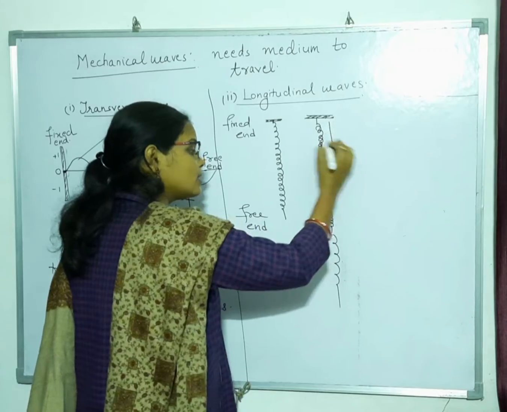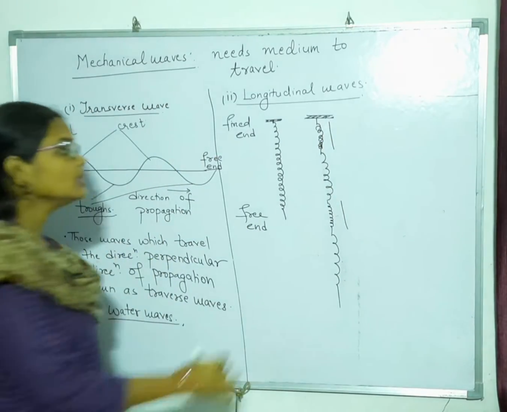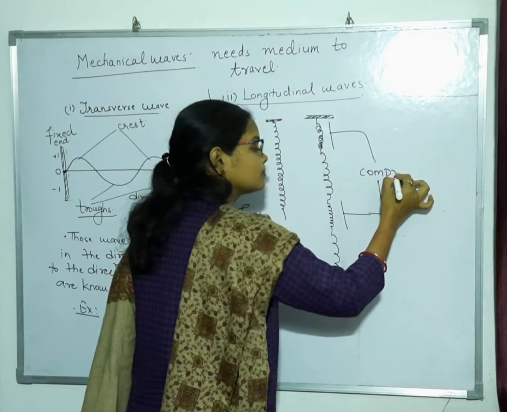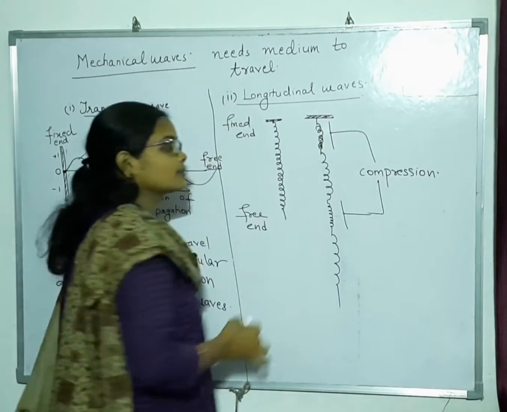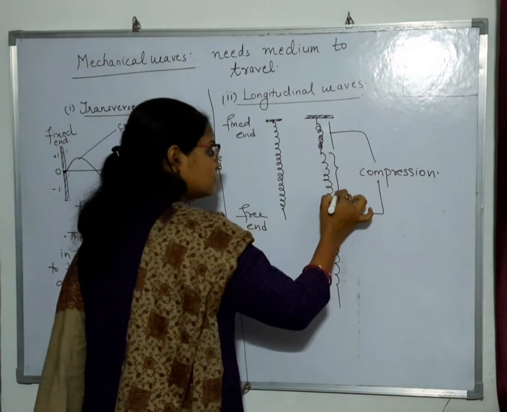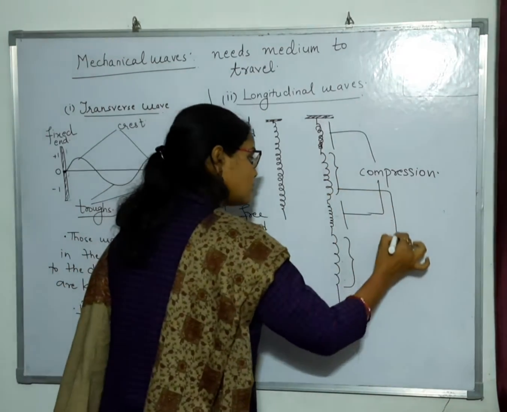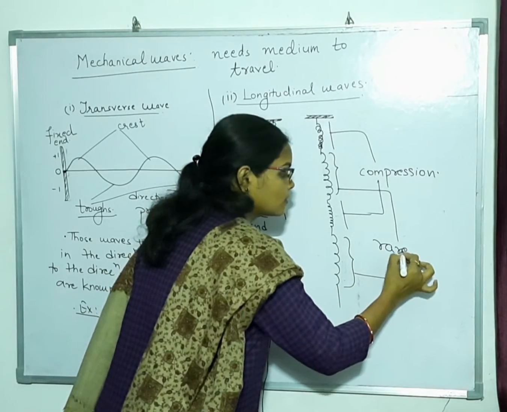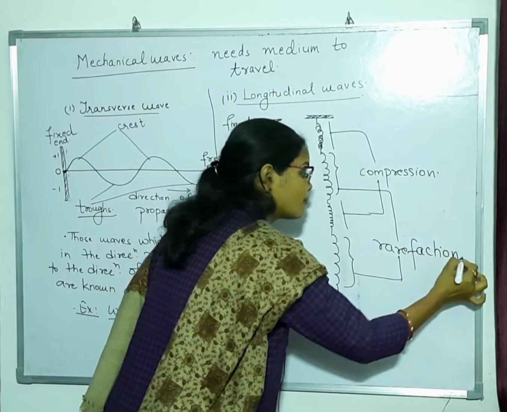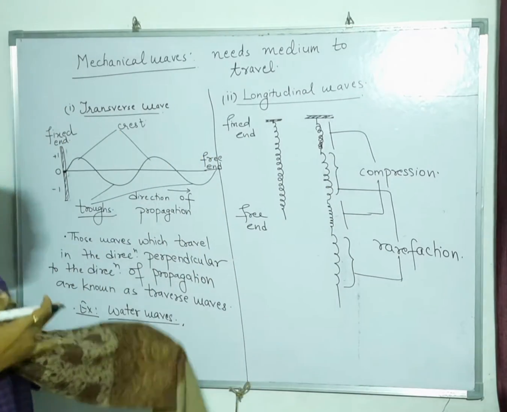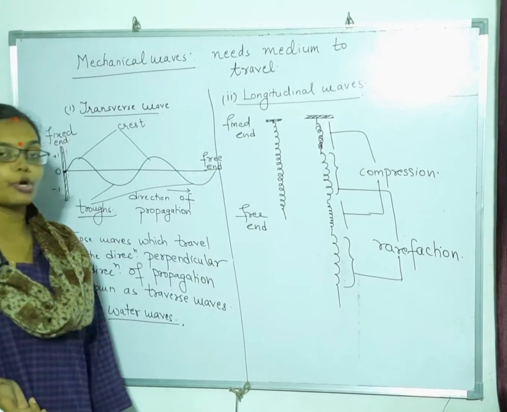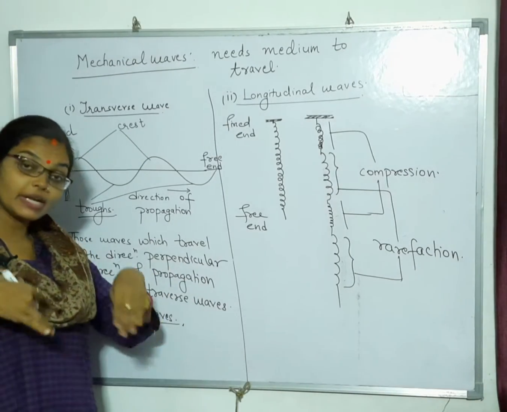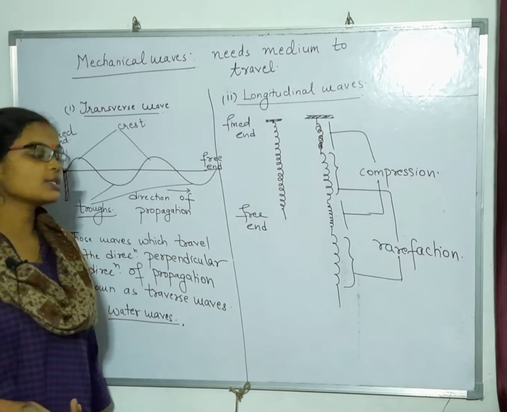The region where particles are close to each other is known as compression, and the region where particles are far apart from each other is known as rarefaction. So the waves which travel in the direction of propagation are known as longitudinal waves, and those which travel perpendicular to the direction of propagation are known as transverse waves.